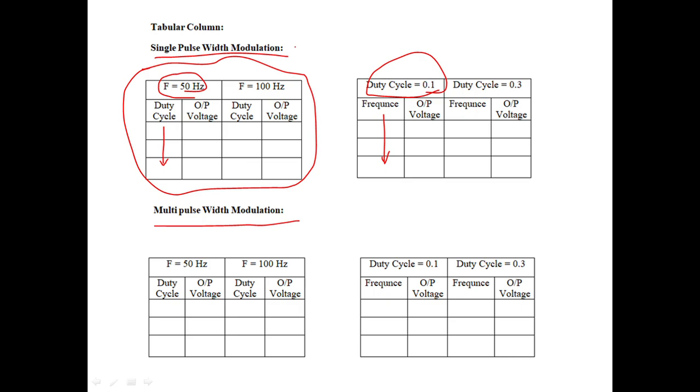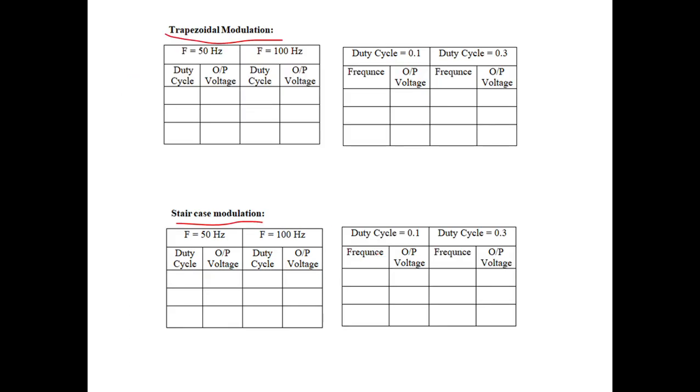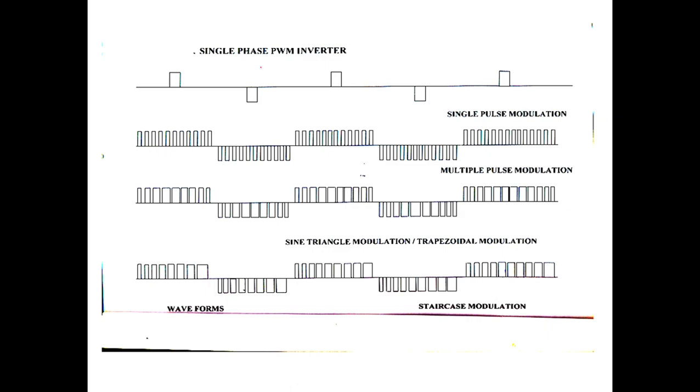So for one modulation, we'll have two tabular columns, one with constant frequency and the other with constant duty cycle. It is the same with everything: pulse width modulation, multi-pulse width modulation, trapezoidal modulation and staircase modulation. So these are some of the pulse width modulations which we'll be using. These are the different kinds of modulations we have.